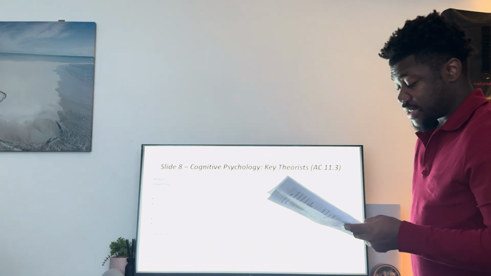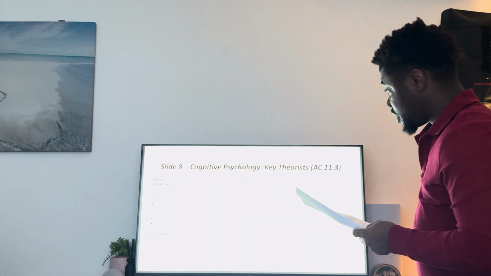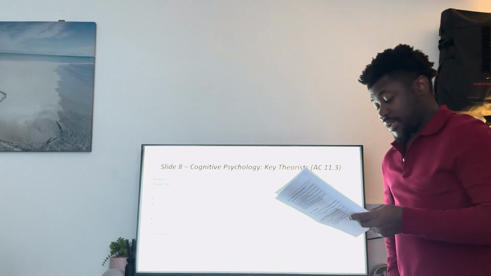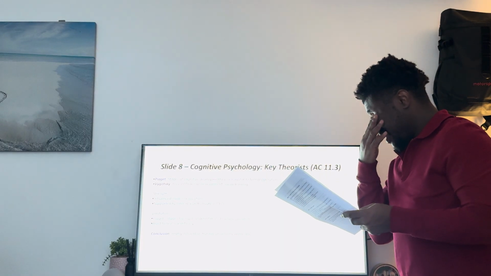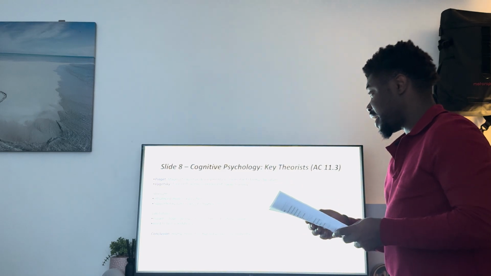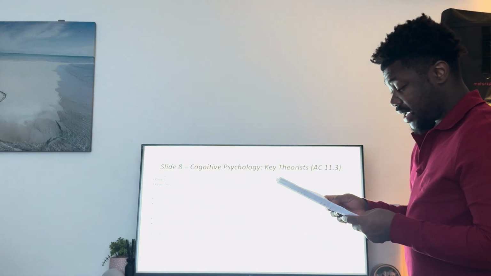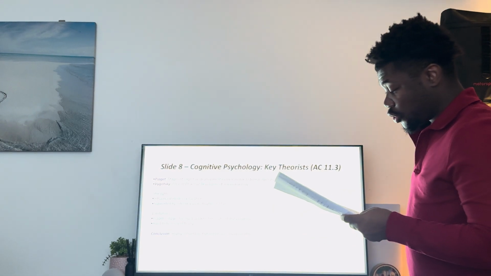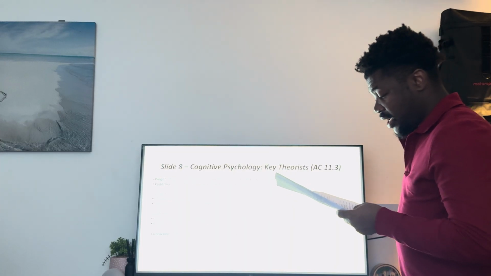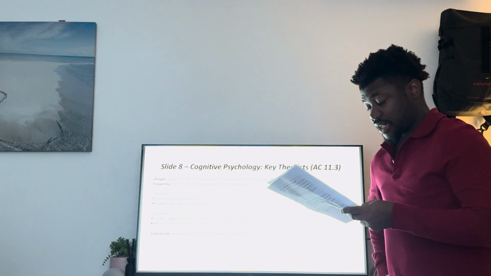And now we move to the next slide, which is cognitive theory, where we have Piaget with their perspective. And here it says Piaget proposed that children go through 4 stages of cognitive development, each characterized by different ways of thinking and reasoning.